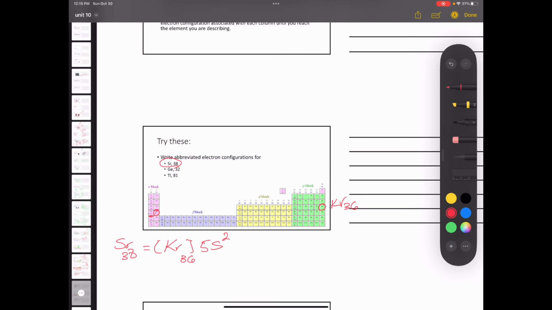So this is the abbreviated electron configuration. It's also called the noble gas electron configuration.